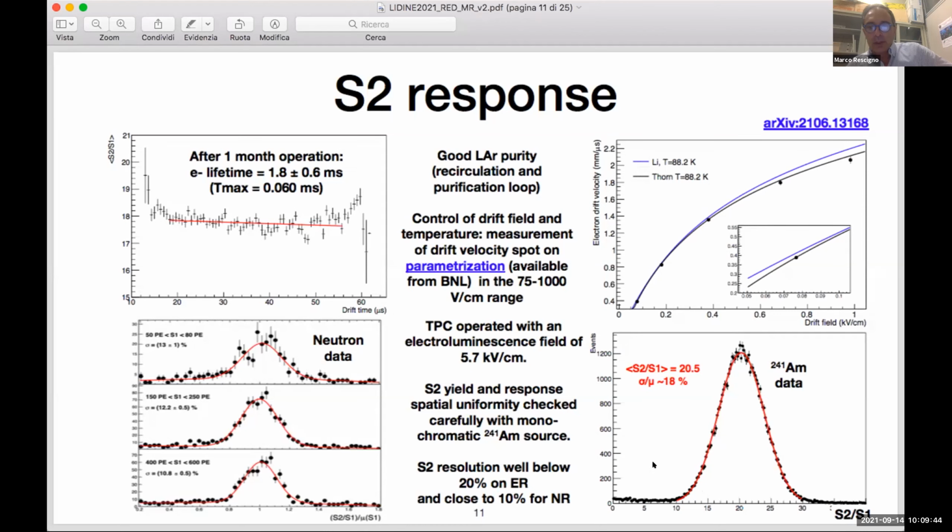As regards the S2 resolution and the S2 uniformity, I can show here a result for electron recoil from americium-241 and the beam data from several neutron sources that we have used, and this well matches the stated goal of uniformity without even making particular corrections at this stage of the analysis.